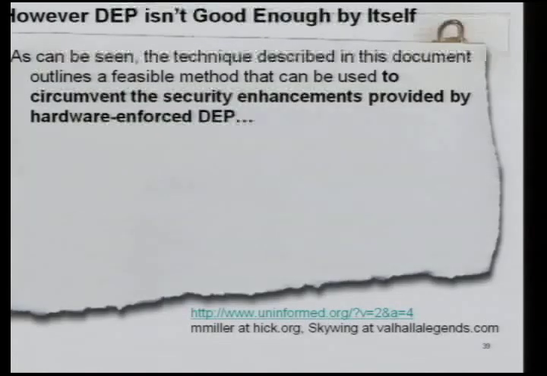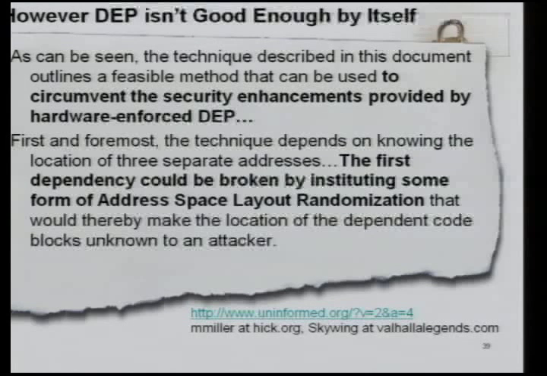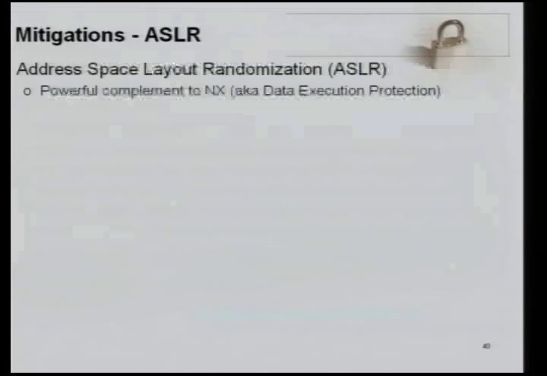There was a nice paper written by Skywing and Matt Miller about bypassing data execution protection. And one of the things they noted in the paper was that one helpful complementary technique to data execution protection was address space layout randomization, to move things around in memory to defeat these return-to-libc attacks. And so in Windows Vista, we implemented ASLR. Like I said, it's a powerful complement to NX.